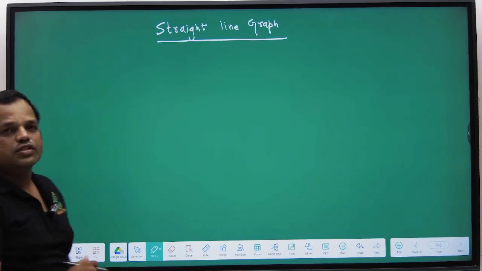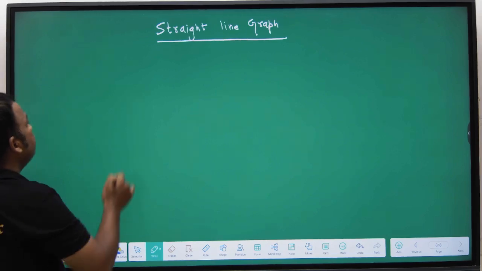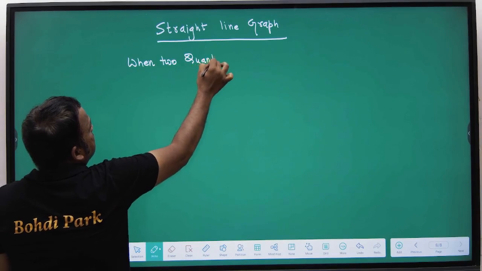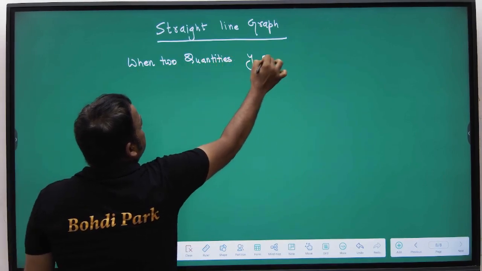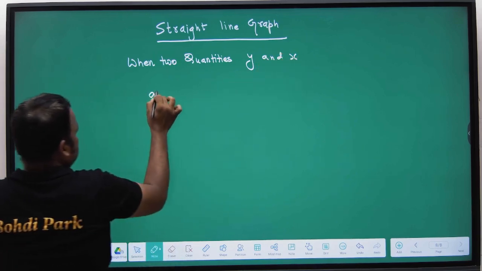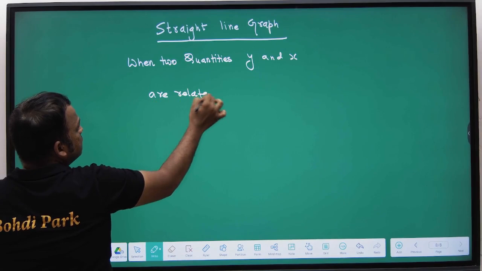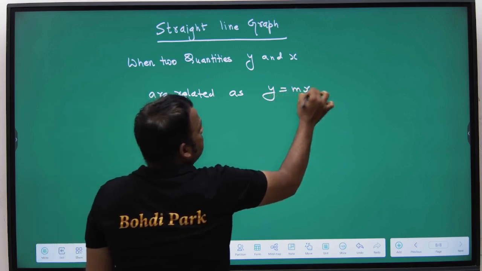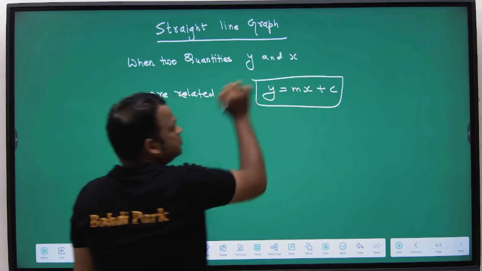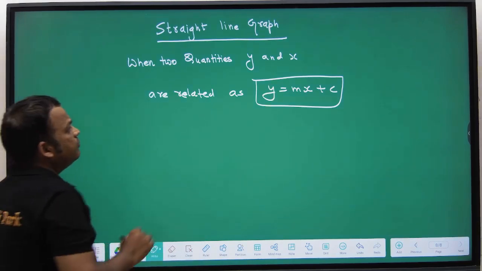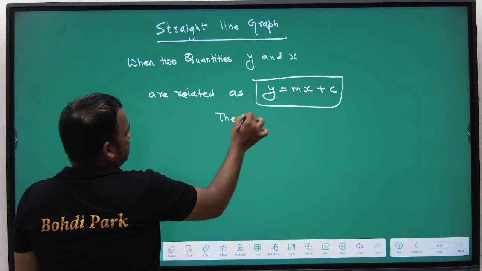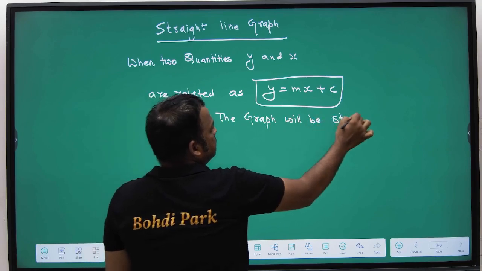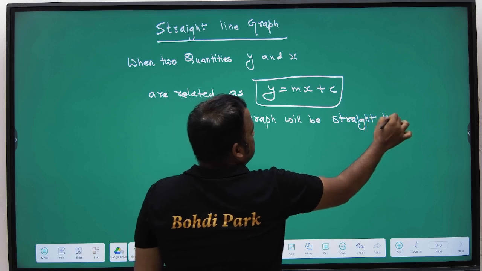First we will discuss straight line graph. When two quantities y and x are related as y is equal to mx plus c, the graph will be a straight line.